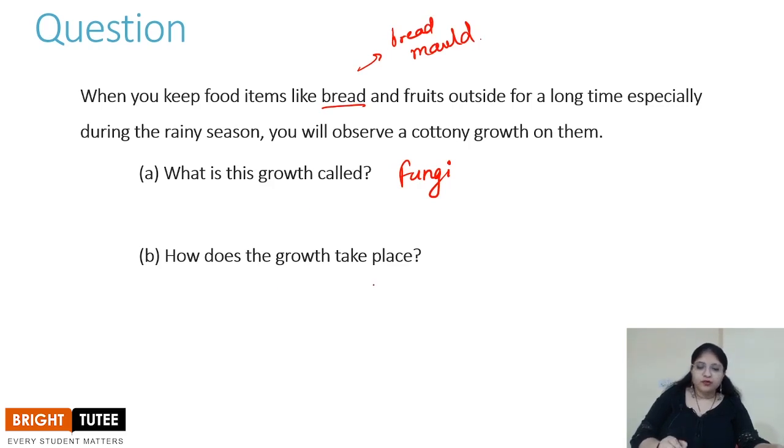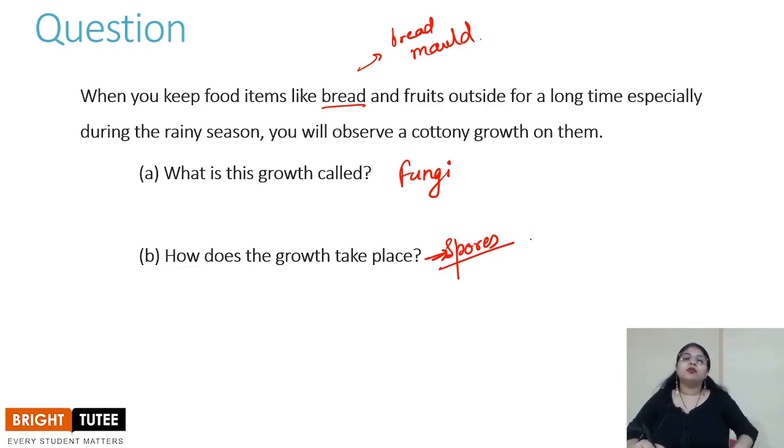How does the growth take place? So whenever the spores of the fungi find a proper or favorable environment, they settle at that place and start to grow into new organisms, right? And they divide rapidly and grow rapidly, causing the growth that is taking place on such fruit and bread material, or materials which are eatable, or materials like leather.